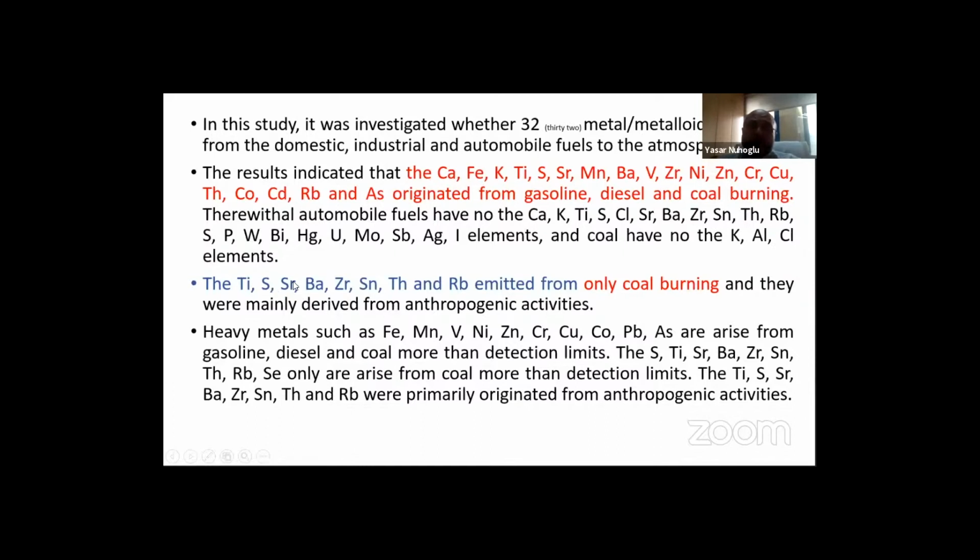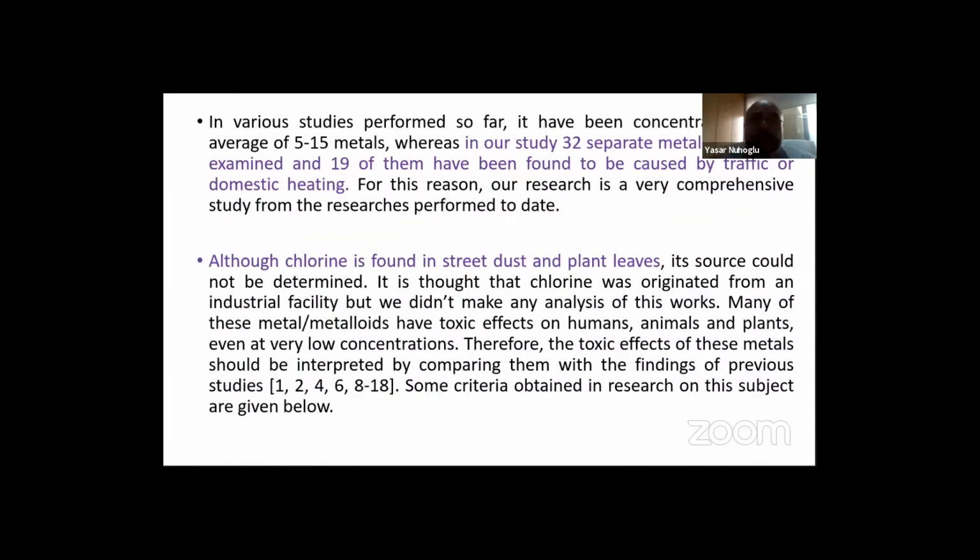The titanium, sulfur, strontium, and other elements were emitted only from coal burning, and they were mainly derived from anthropogenic activities. Heavy metals such as ferrum, manganese, and others arise from gasoline, diesel, and coal above detection limits. Sulfur, titanium, strontium, barium, zirconium, tin, thorium, rubidium, selenium arise only from coal above detection limits. Titanium, sulfur, strontium, barium, zirconium, tin, thorium, rubidium were primarily originated from anthropogenic activities.